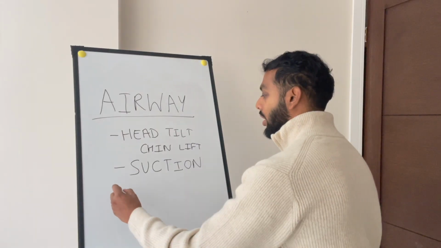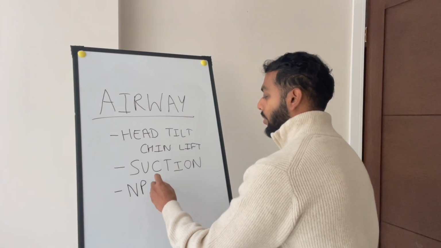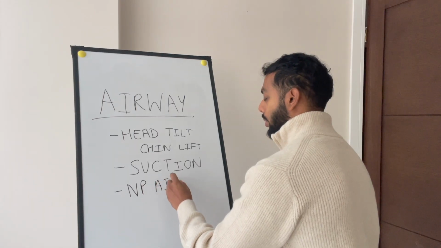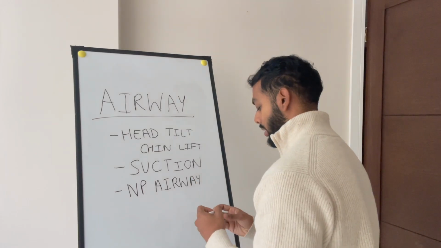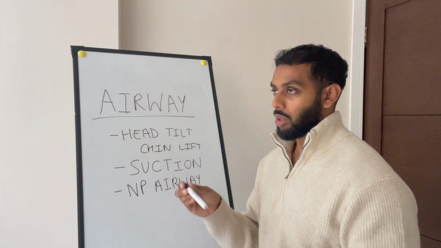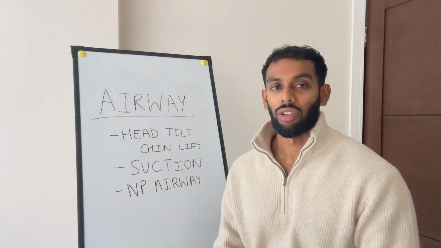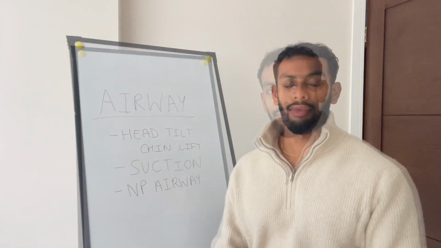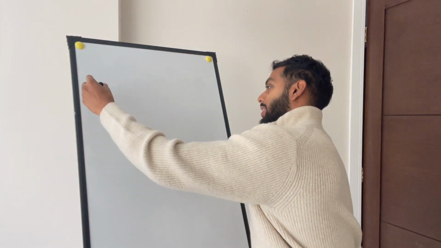And then the third thing is to use a nasopharyngeal airway, which basically is a tube that you insert that allows air to pass in and out so that you can maintain their airway. So now that we're happy with A, we move on to B.